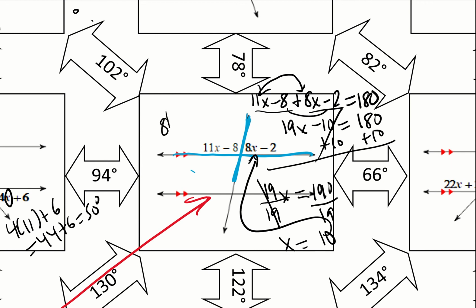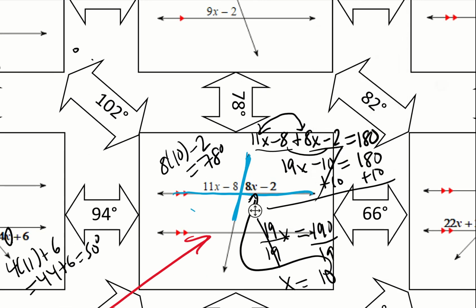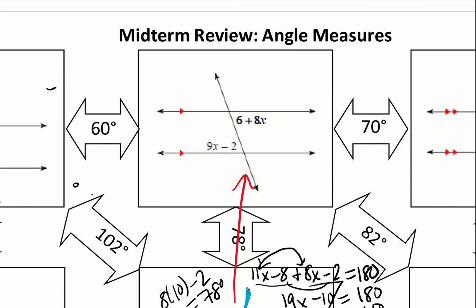And so we get 8 times 10 minus 2 equals 78. All right, that sounds better. So it's going to be 78 degrees. So that means we're traveling up. So go to the next problem.